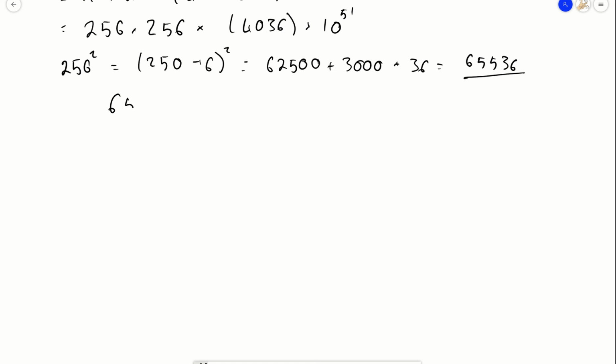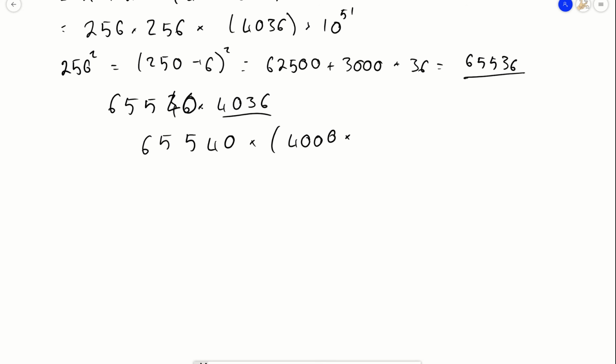So if I'm going to do 65536 times 4036, well then I can make that, rounding up, if I'm using 4 sig figs there, I can make that a 4 and that a 0, rounding up. So if I'm multiplying those two numbers together, it's easier if I do the 4036 because there's fewer terms. So it's okay, and if you think about it, that's 65540 times 4000 plus, okay, 9 times 4. Okay, that's going to be a lot easier for us to sort of calculate.